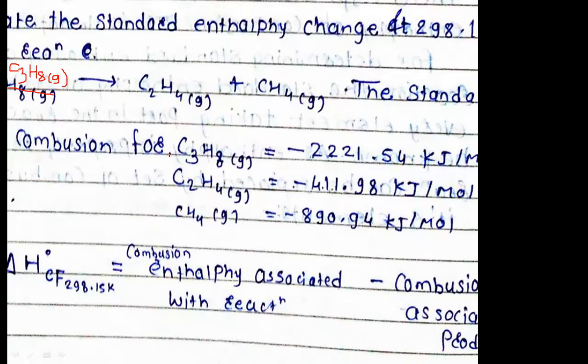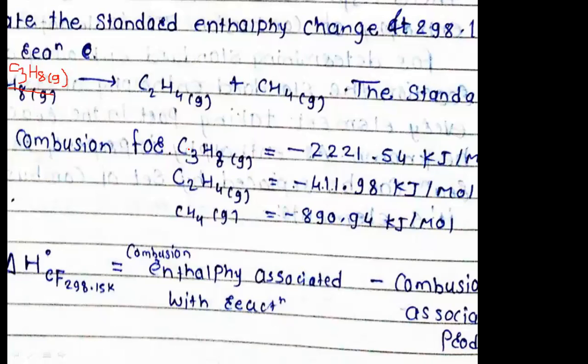So the standard enthalpy of combustion for C3H8 gas is minus 221.54 kilojoule per mole. C2H4 gas is equal to minus 411.98 kilojoule per mole. CH4 gas is equal to minus 890.94 kilojoule per mole. And remember, every substance has a standard enthalpy of combustion, whether it is wood, H2 or N2, unlike formation compounds. It is not the case with combustion reactions. If you combust any substance, it gives some amount of energy. Therefore there is no concept of zero combustion enthalpy for anything.